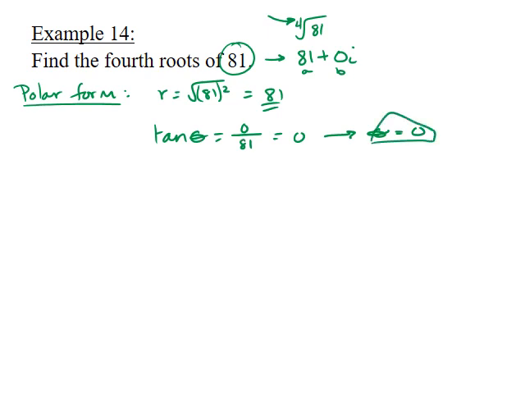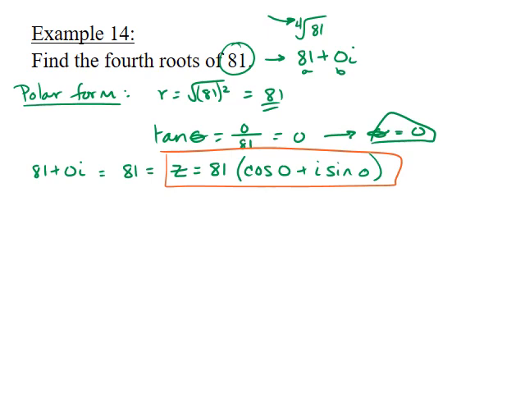So, 81 plus 0i, or just 81, is equal to z, which is equal to 81 times cosine of 0 plus i sine of 0. Okay, so this is what we are going to use.